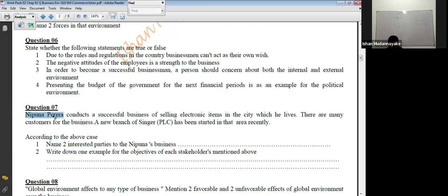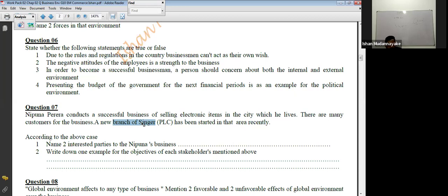Question number 7. Look at question number 7. Nipuna Pereira conducted a successful business of selling electronic items in the city where he lives. There are many customers for the business. A new branch of Singer PLC has been started in that area recently, a threat to the business. A competitor came to the market.